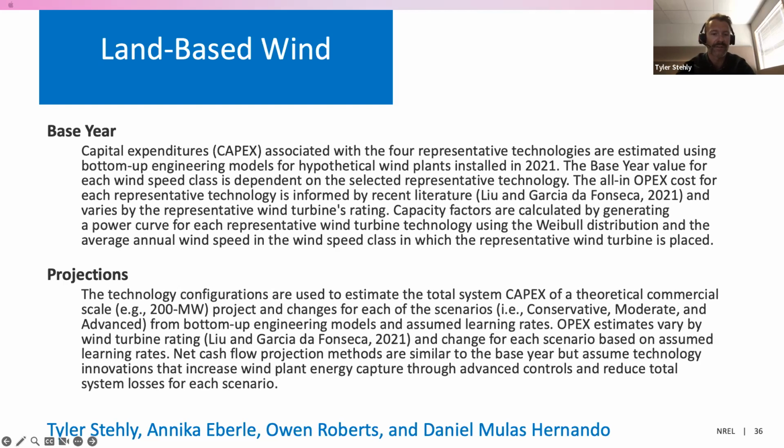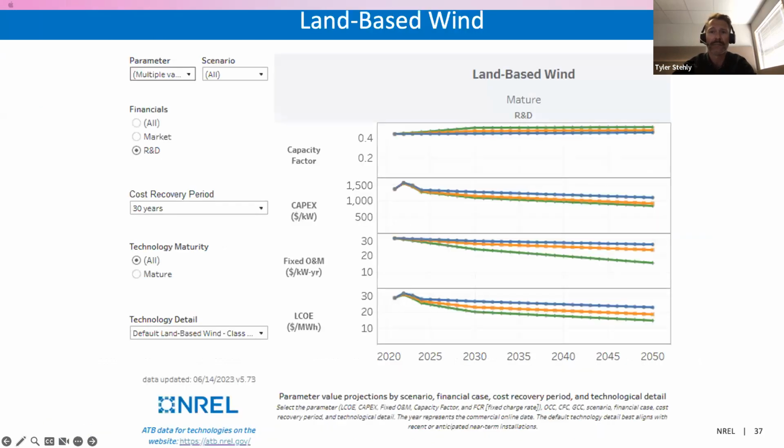The analysis also now includes an assessment of 3 scenarios for each of the 4 representative wind turbine configurations, and they are informed by bottom-up engineering-based models, literature, data, and learning rates. All the additional details should be listed in the documentation on the ATB website for further digging into those. Next slide, please. Thank you.